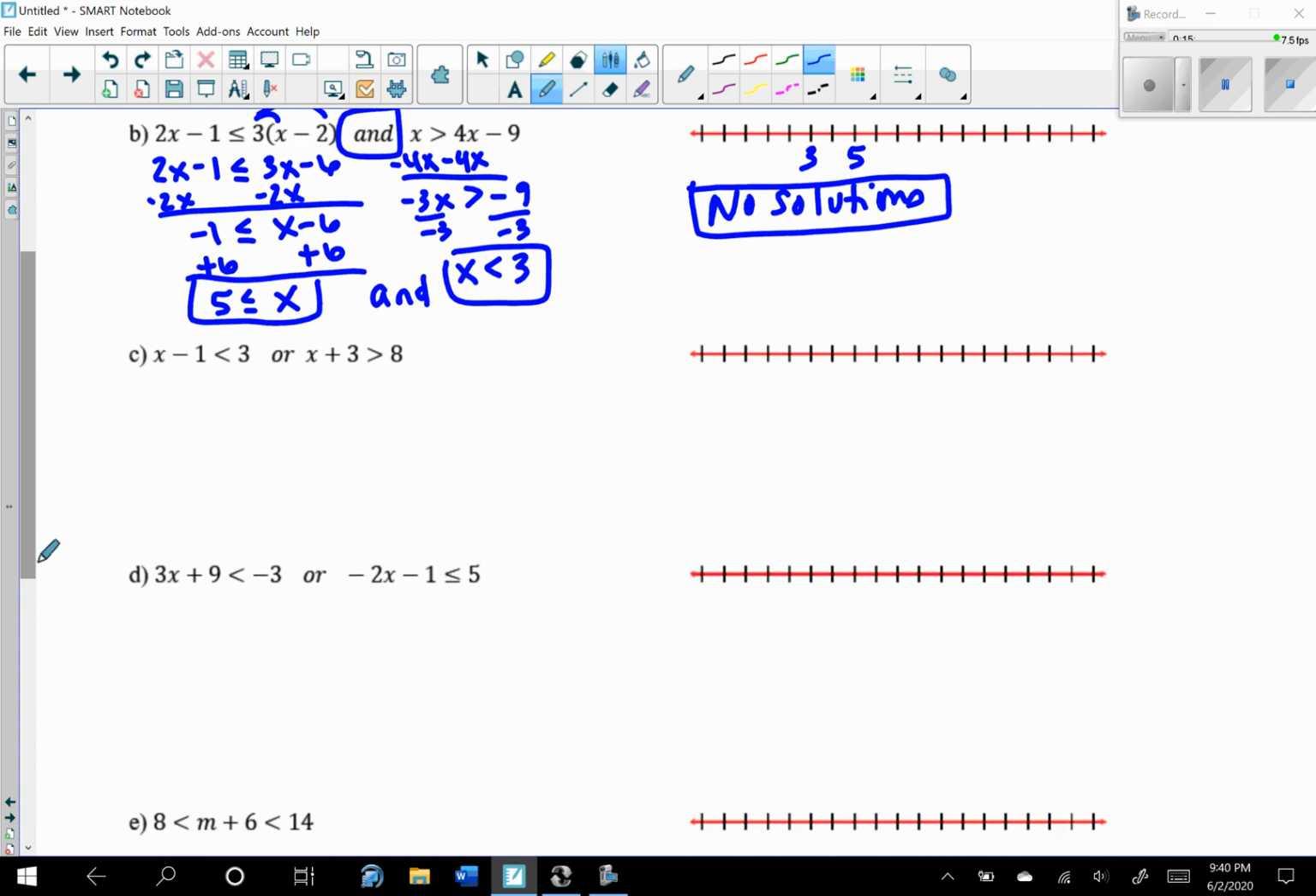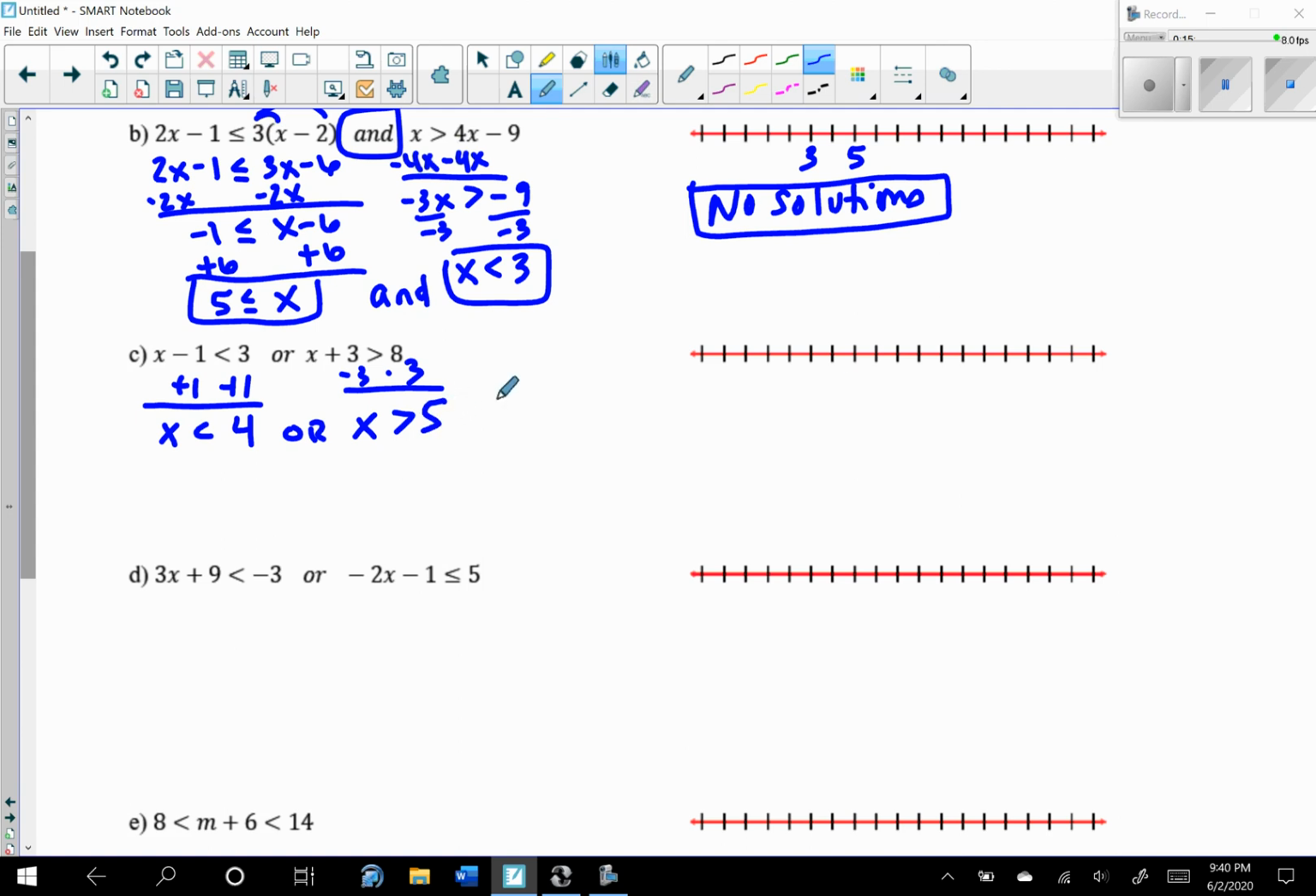Why don't you guys see if you can go ahead and do this next one on your own, and then when you're done, unpause the video. So for this, we're going to add the 1. x is less than 4, and this is an OR problem. Here we're going to subtract the 3. So x is greater than 5.